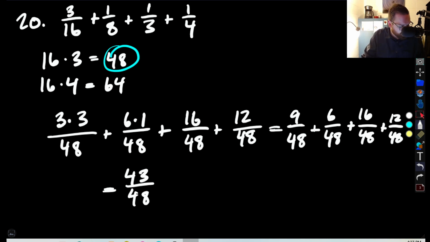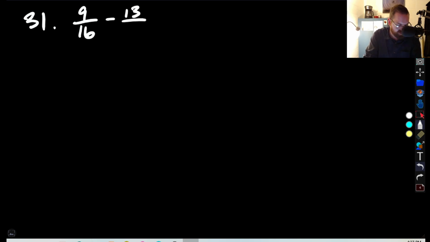Let me do one more, and then... Actually, I got a couple more. I didn't do one with a mixed number. Oh, by the way, subtraction. I'll do one of these. Subtraction is a really good one. It's the same process, except we're just subtracting instead of adding. So if I do this, 9 over 16 minus 13 over 32 minus 1/8.